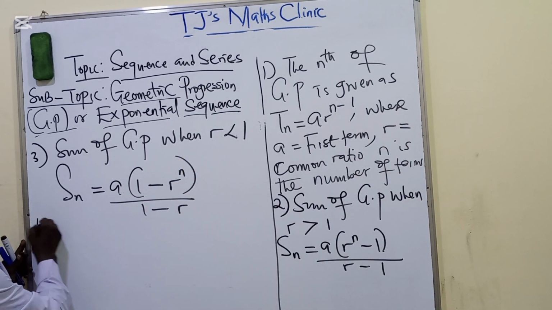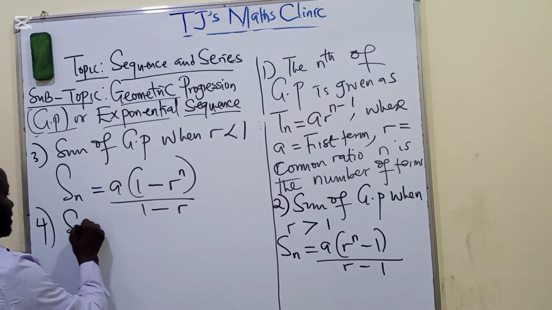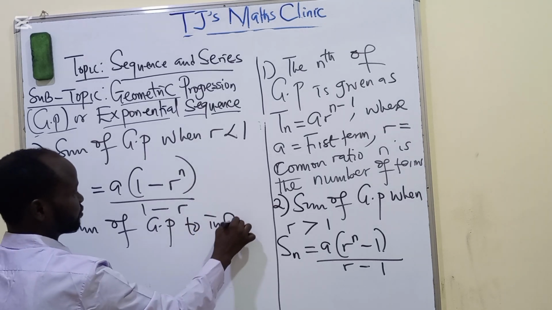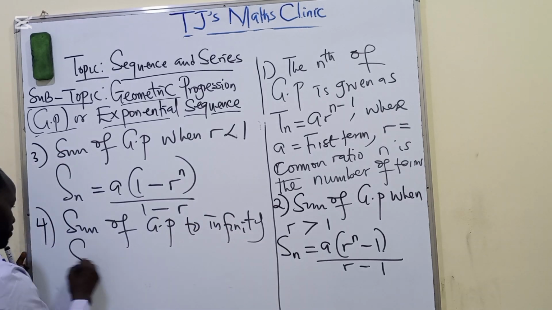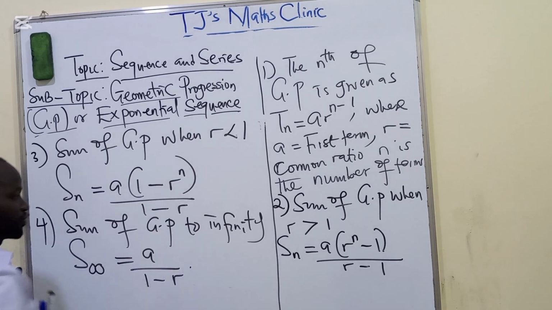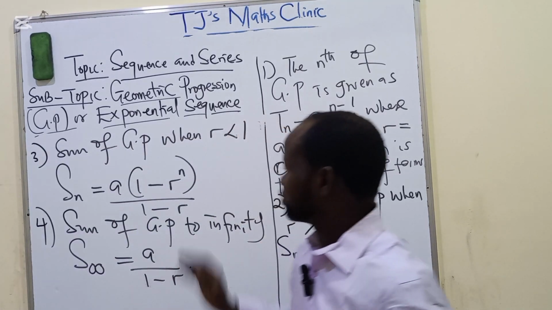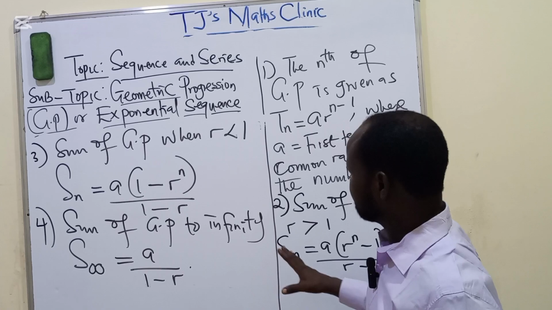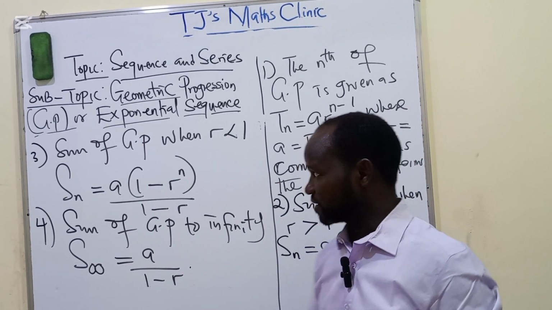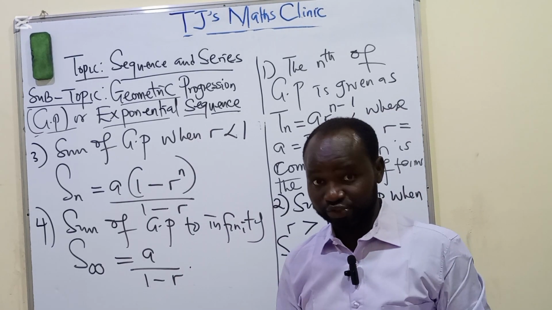The last but not the least, sum of GP to infinity. That will be the last formula. Sum of GP to infinity is given as sum to infinity now will be equals to A divided by 1 minus the common ratio. So these are the key 4 formulas as far as geometric progression is concerned. In our next video, we'll look at how we can use these 4 formulas to solve as many questions as we can as far as geometric progression is concerned.